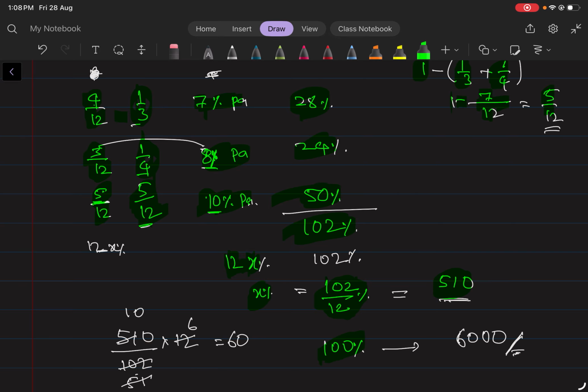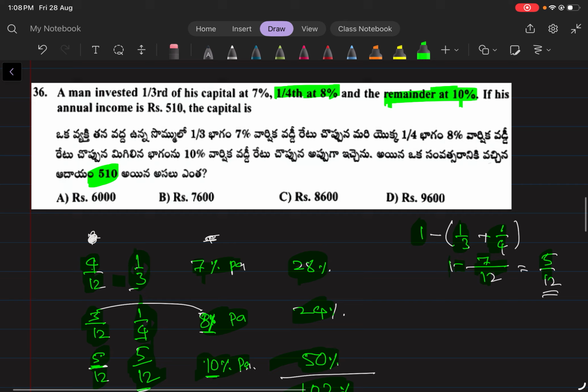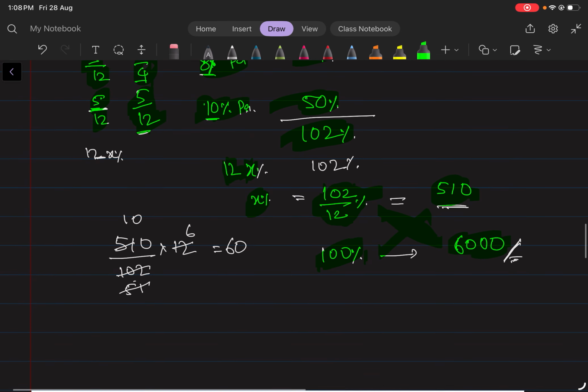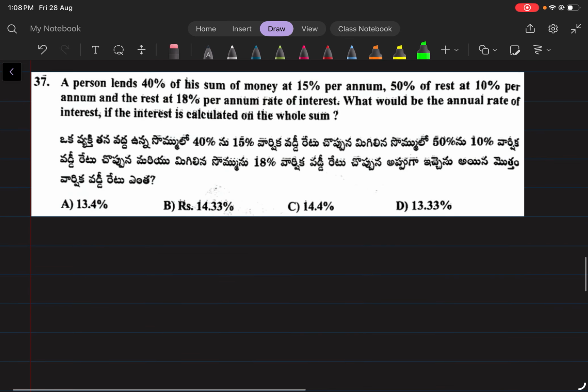100% is, just simply as usual cross multiplication, you get the 6000. Hope you understood. You see the next problem. See, focus, read the question first, try to understand the question first.